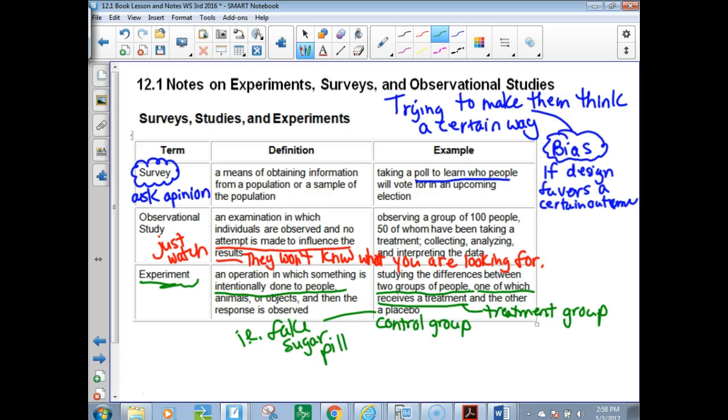So like if you wanted to find out if a medicine was effective, you get a group of people, you give them all a pill. And some of them are getting the real thing, some of them are getting a fake sugar pill that does nothing, and then you observe the results. They can't know which one they're getting. If they know which pill they're getting, then there's bias in the experiment.